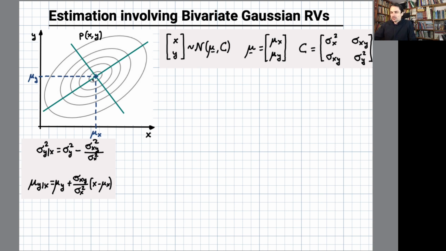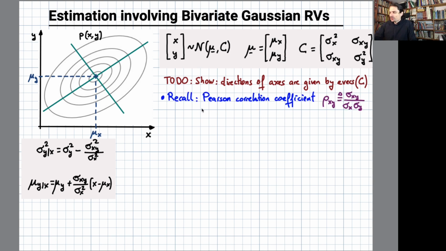The maximum is, as we said, in the point mu x, mu y, right? And it can be easily shown that the major and minor axes of these ellipses are given by the eigenvectors of the covariance matrix C. I leave it as an exercise here. You can just start from a diagonalization, an eigenvalue decomposition of C to that end.